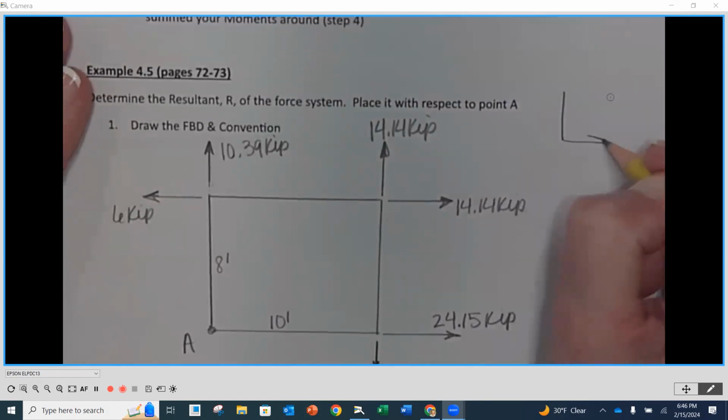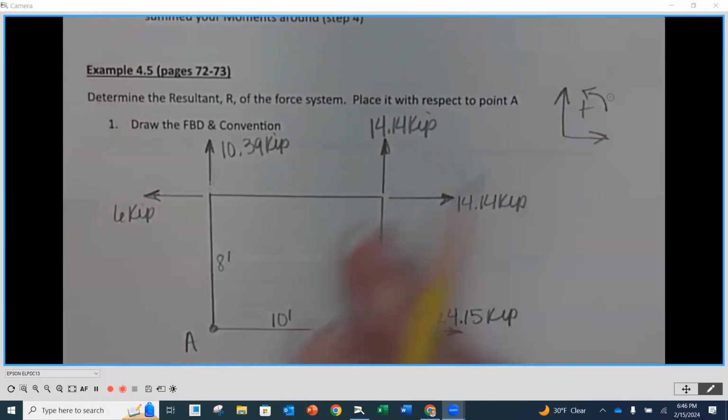And don't forget to add your convention to the top of the problem.